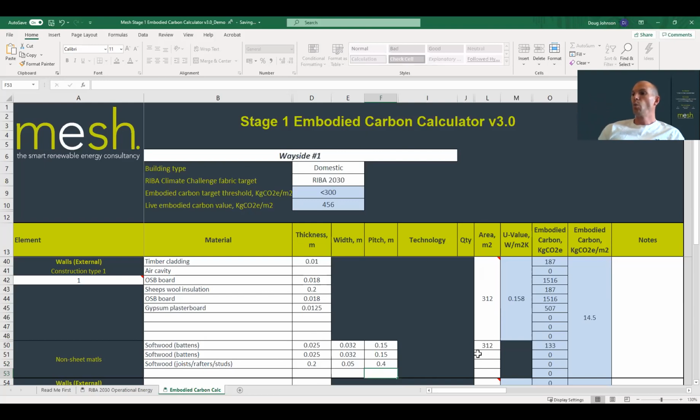And what have you. What you must remember though for non-sheet materials is you put in the area over which those cover. So let's say these cover the entire external wall. So everything's got that makeup. And you can see here, it's just broken out.